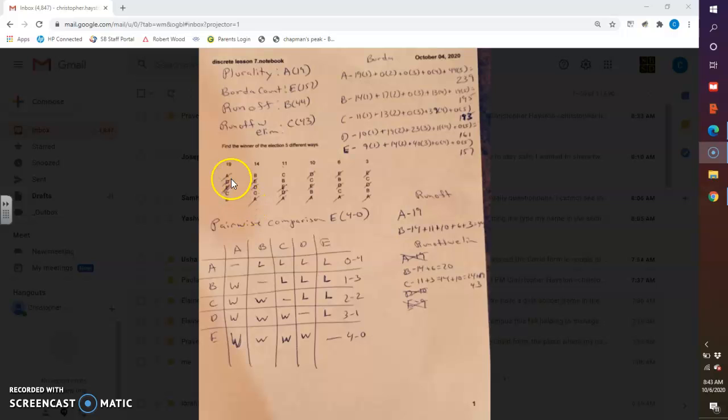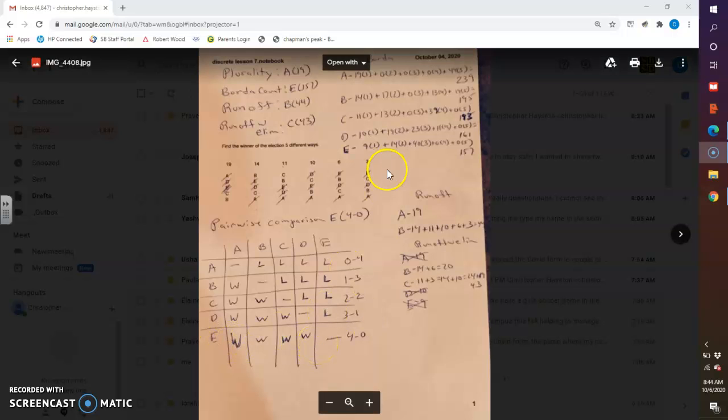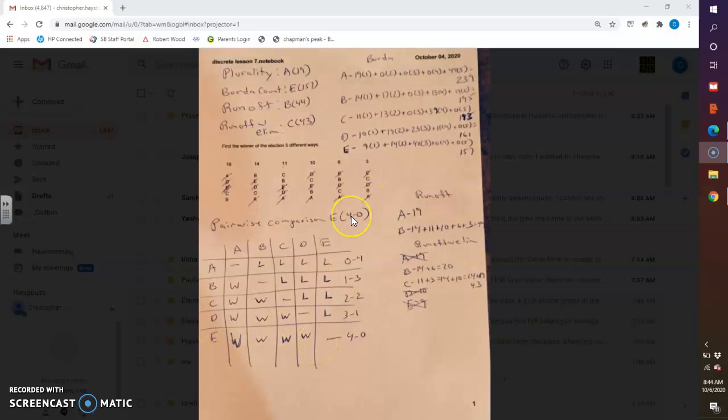And then finally, D versus E. D wins the first column, but E wins the second. So D's at 19 votes. E wins the third column. D wins the fourth column, puts it at 29 votes, but E wins the last two. So E wins over D. D loses, E wins. So A was 0-4, B is 1-3, C is 2-2, D is 3-1, and E is 4-0. So E is my winner. The undefeated option is always your winner.